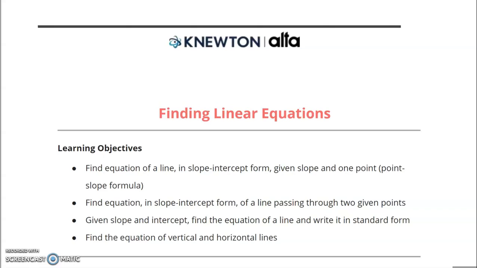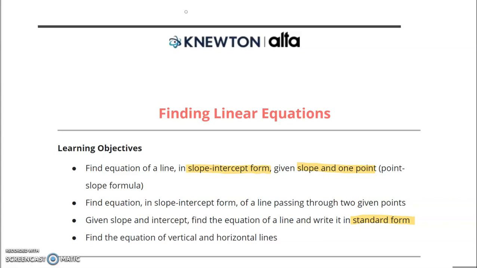In this lesson, we will learn the different forms of a line. In particular, we will learn the slope-intercept form and the standard form of a line. Then we would also learn how to find equations of a line given a slope and one point. In particular, that is what we call the point-slope formula.